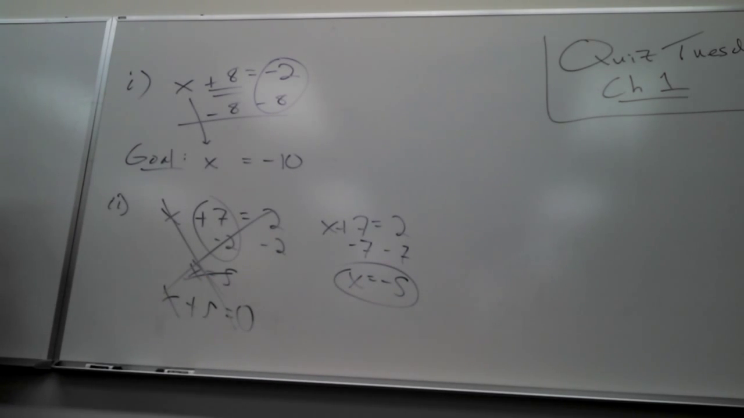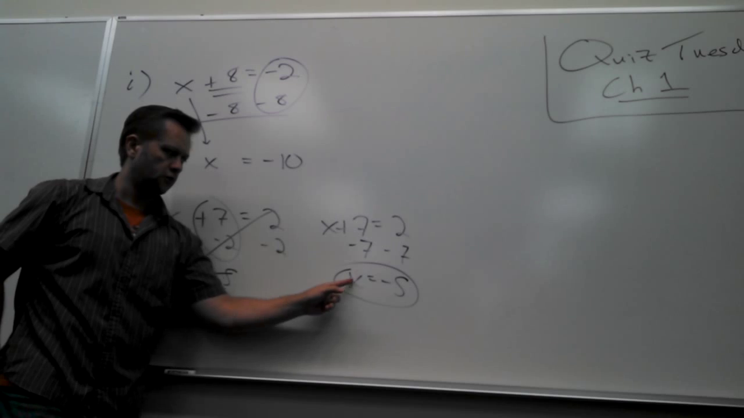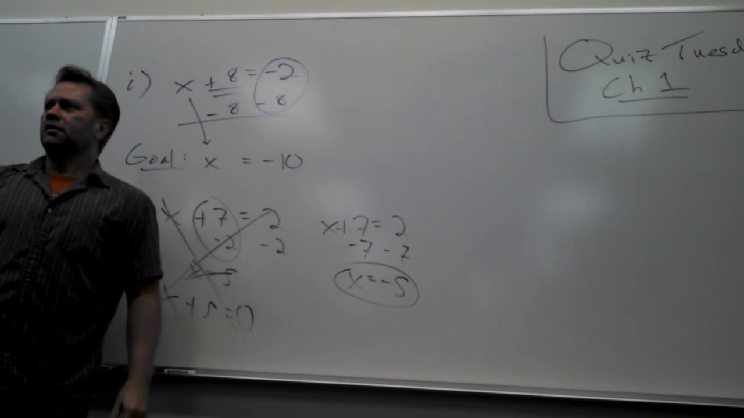Now, real quick word, because we're going to get to equations that have no solution, or equations that have an infinite number of solutions. So let's talk real quick about what exactly this means. What does this mean?